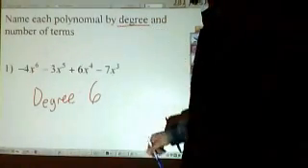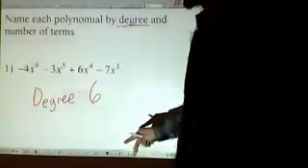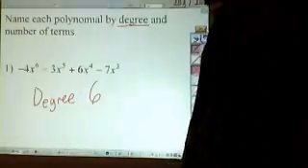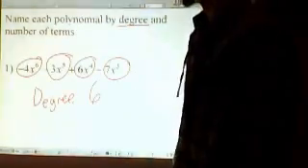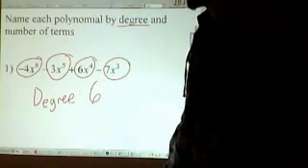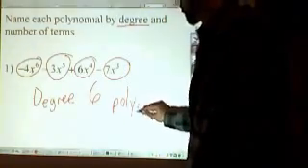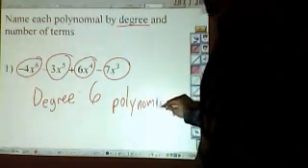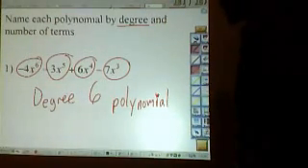If it has one term, we call it a monomial. 2 terms is a binomial. 3 terms is a trinomial. But anything more than 3 is just called a polynomial. So in this case, we have 1 term, 2 terms, 3 terms, 4 terms. There's 4 different terms that we're adding and subtracting together. So that means we have this as a polynomial. So we'll just call this a degree 6 polynomial, all right? A degree 6 polynomial.